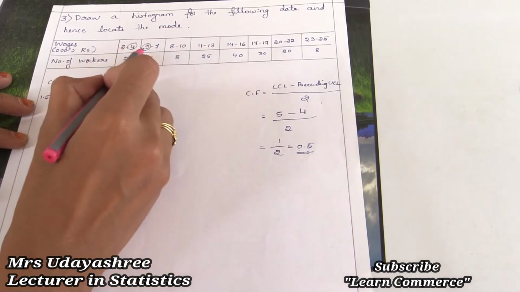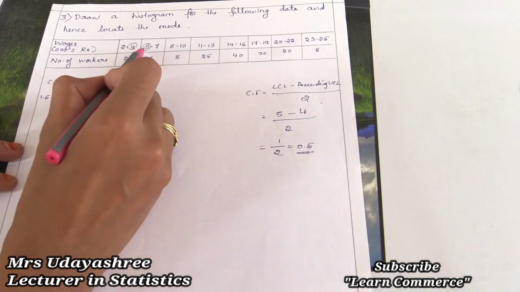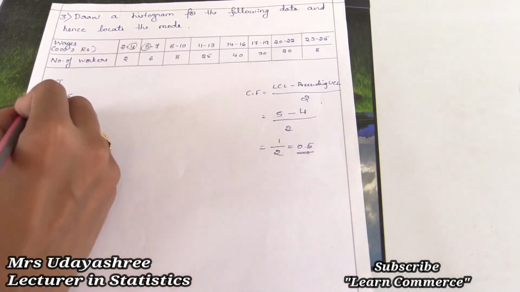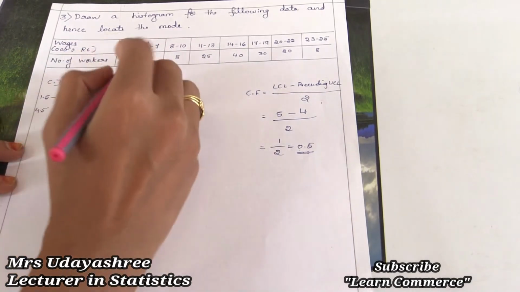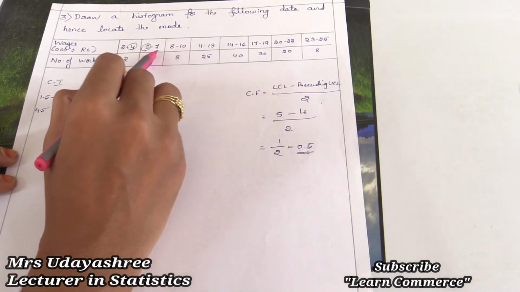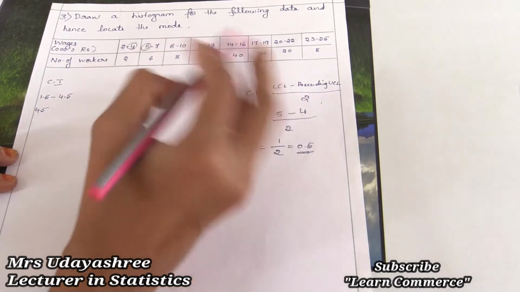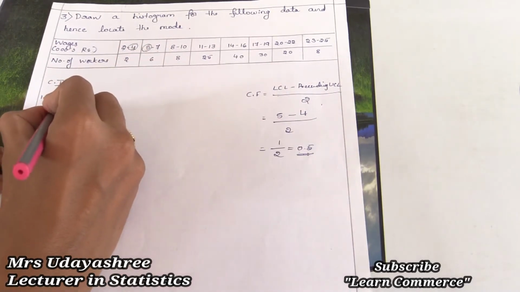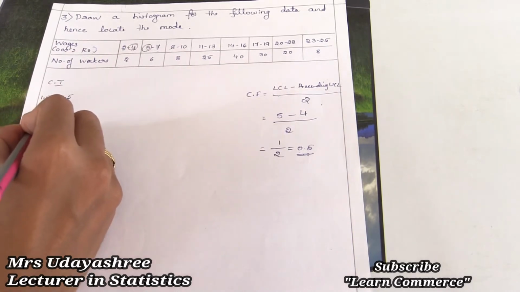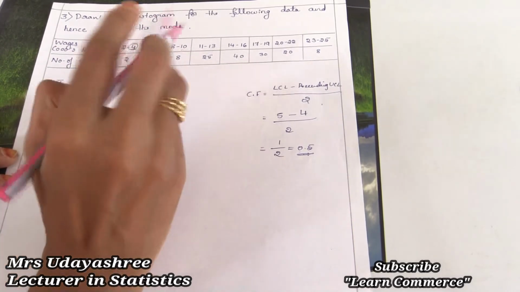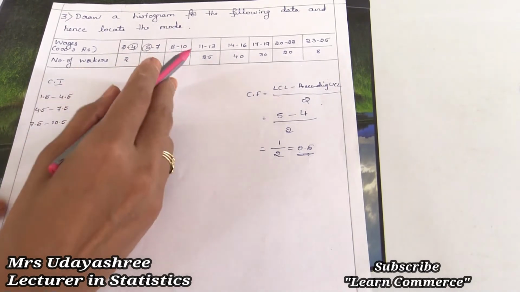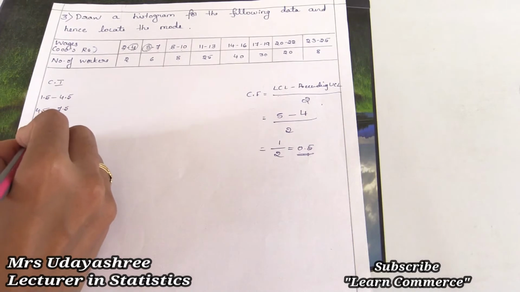Next, this lower class limit 5, from this 5 we need to subtract this 0.5, that is 5 minus 0.5 is 4.5. Next 7 is the upper class limit, so we need to add the correction factor, that is 7 plus 0.5 is 7.5, then 8 minus 0.5 is 7.5. Next 10 plus 0.5 is 10.5, then 11 minus 0.5 is 10.5.